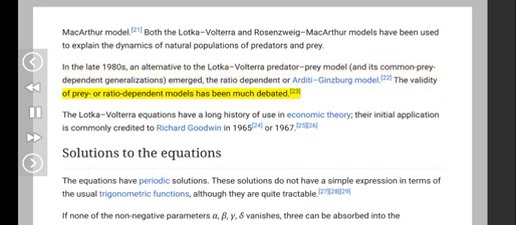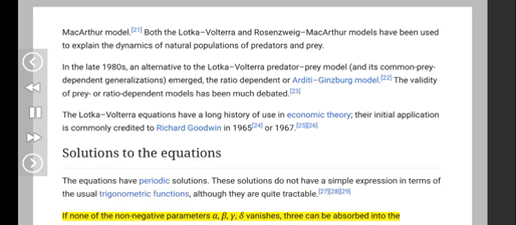The Lotka-Volterra equations have a long history of use in economic theory. Their initial application is commonly credited to Richard Goodwin in 1965 or 1967. Solutions to the equations. The equations have periodic solutions. These solutions do not have a simple expression in terms of the usual trigonometric functions, although they are quite tractable.